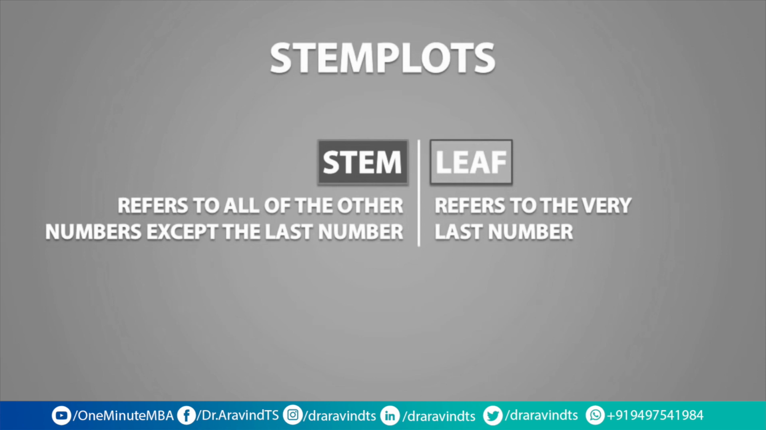For example, let's look at the number 117. The leaf is the last number, so this would be 7. The stem is all of the other numbers, so the stem is 11. On a stem plot, this would be written as so.